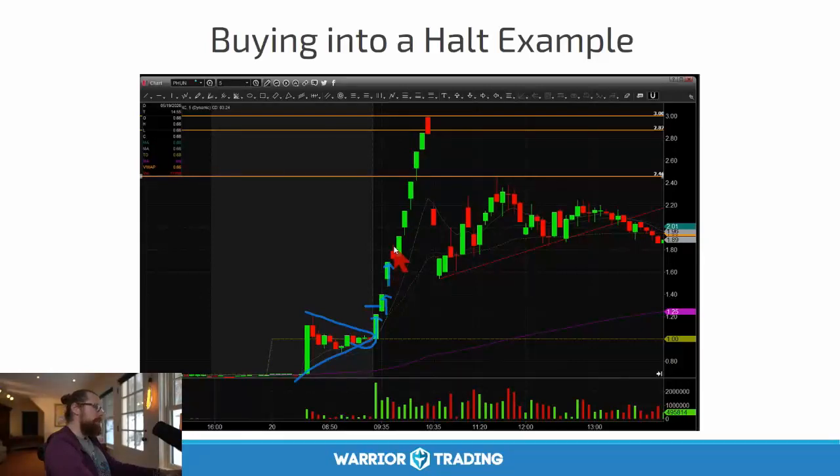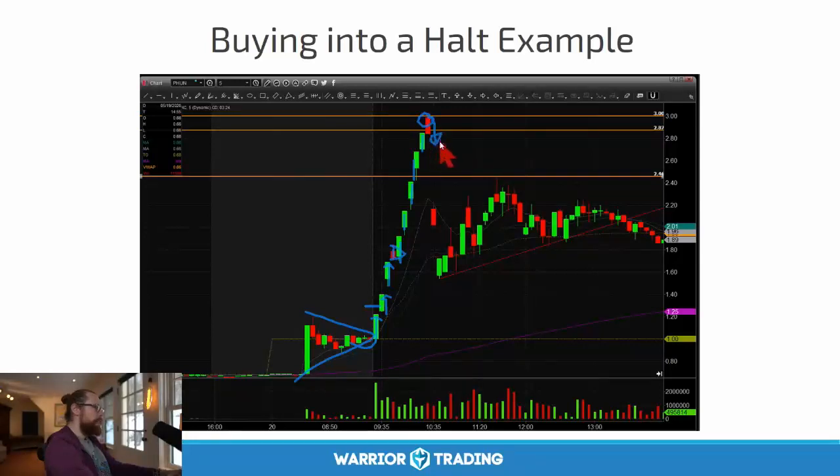It opens here and it dips down for a second, and this provides us with our first dip entry. It then, on that dip right there, rips higher into another halt, $1.90. Another halt, $2.10, $2.15. Another halt, $2.40. Another halt, $2.60. Another halt, $2.80. Opens higher, and then here, a halt going down.